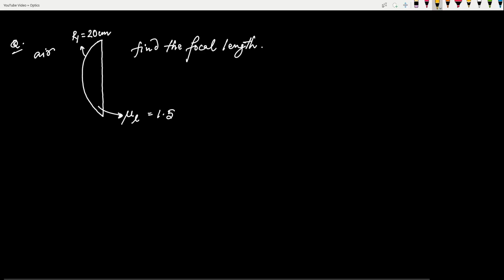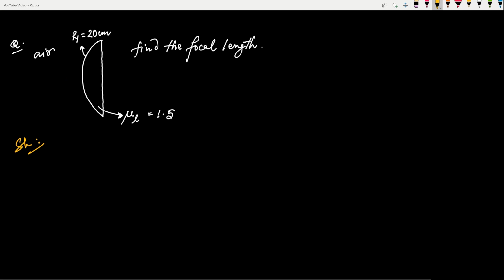Okay, let's look into our first problem. This is an easy one. Let's see how to solve this. As you can see in the figure, it is a Plano convex lens, isn't it? One side is convex, another side is plane. So these kinds of lenses are known as Plano convex lenses.